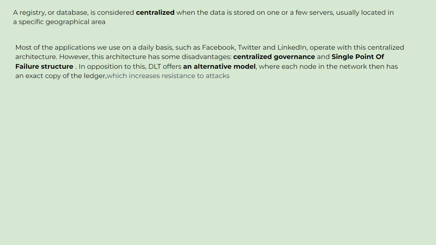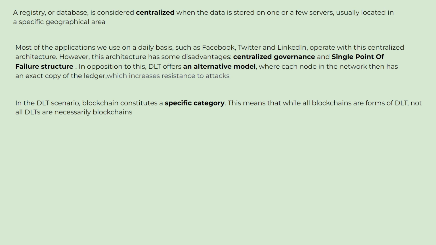In the DLT scenario, the blockchain is a specific category. This means that while all blockchains are forms of DLT, not all DLTs are necessarily blockchains. To be more precise, a blockchain is a form of DLT that is distinguished by a structure made up of blocks linked in sequence, each containing several transactions.